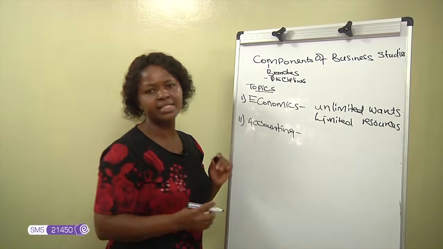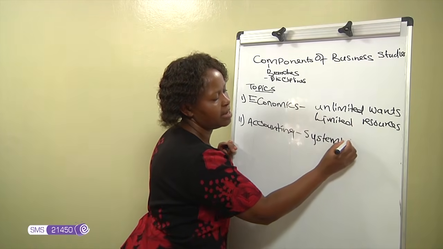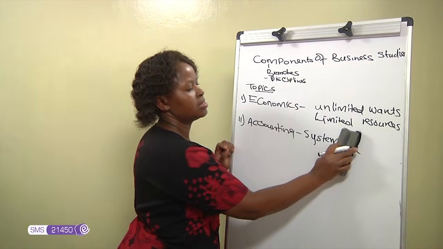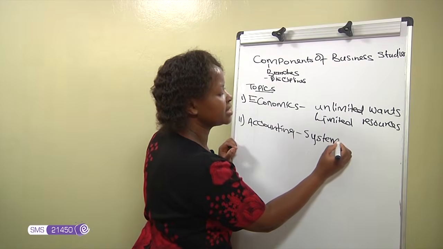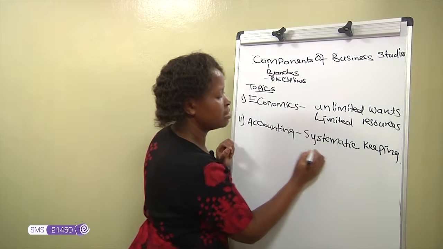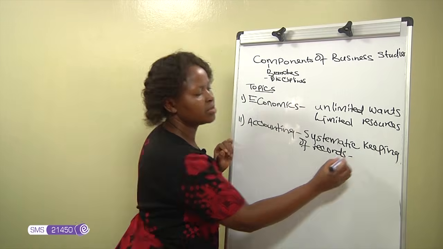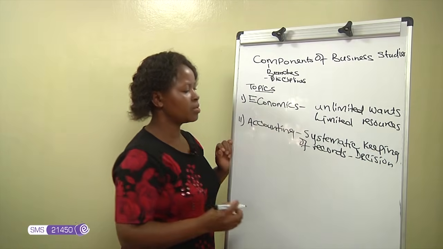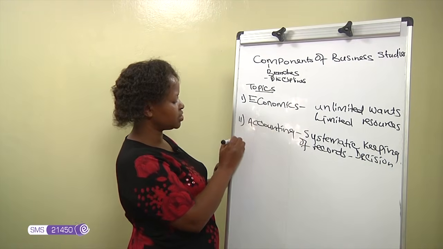The other discipline of business studies is accounting. Accounting is defined as the systematic recording of activities that take place in a business, the systematic keeping of records which are used for decision making. We can refer to these records for the purposes of making decisions in future.